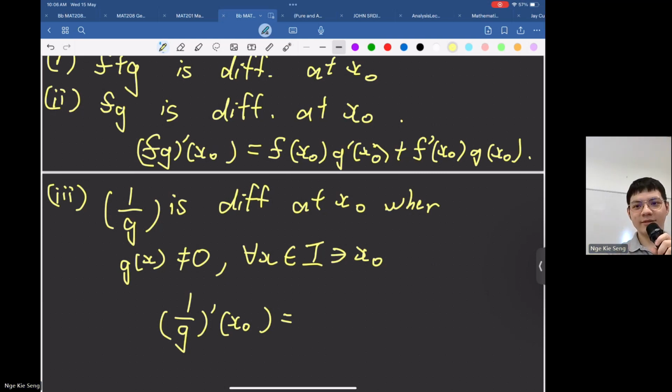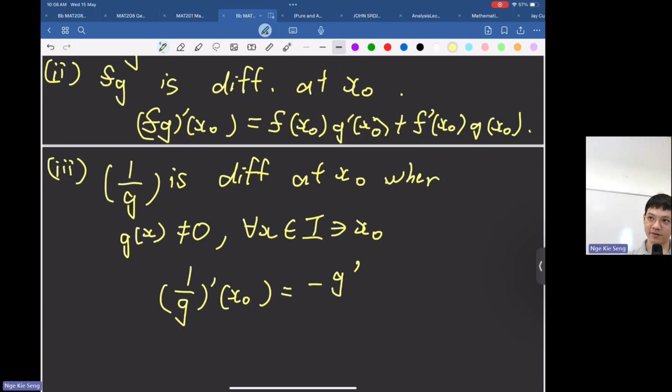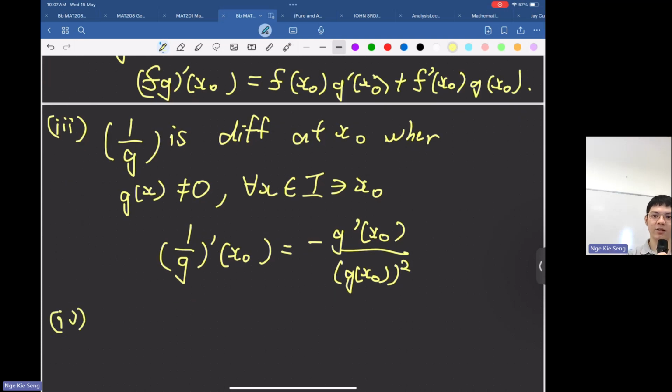What's the quotient rule? It's the quotient rule: u over v prime equals v u prime minus u prime v over v squared. But here u is 1, so we get minus g prime x naught over g of x naught squared. Okay, only from here you can deduce our quotient rule.